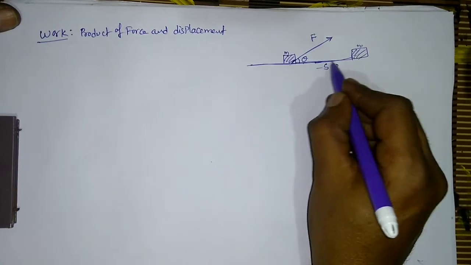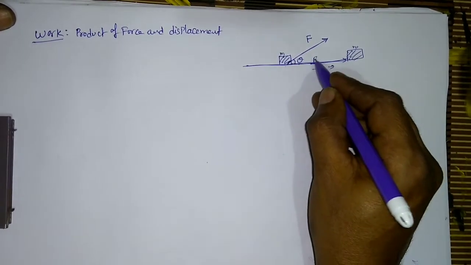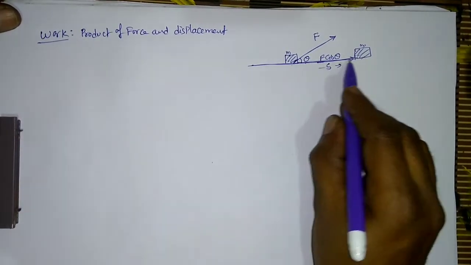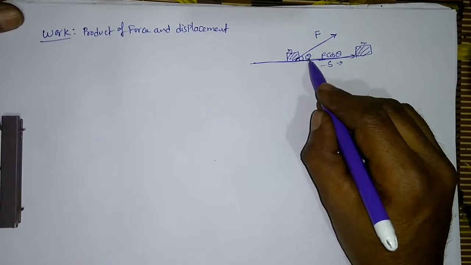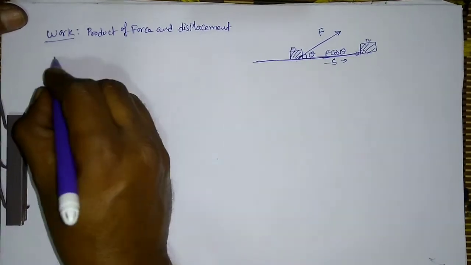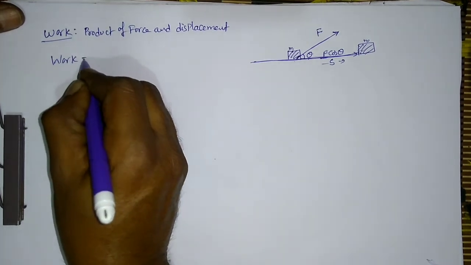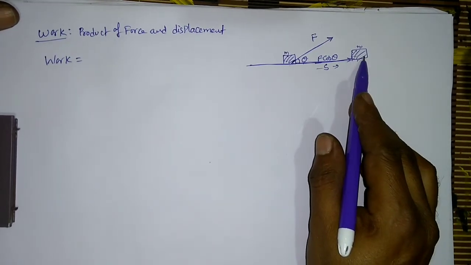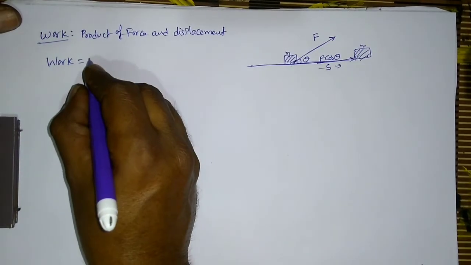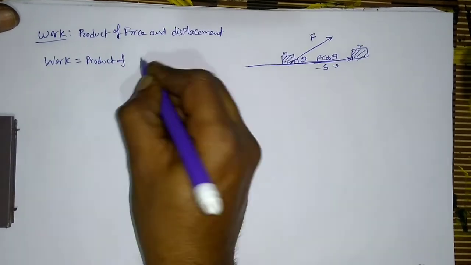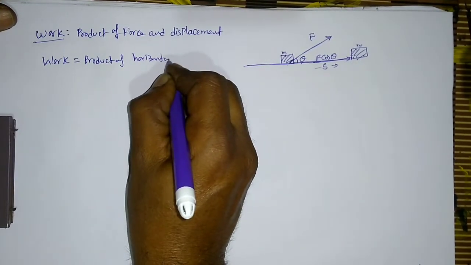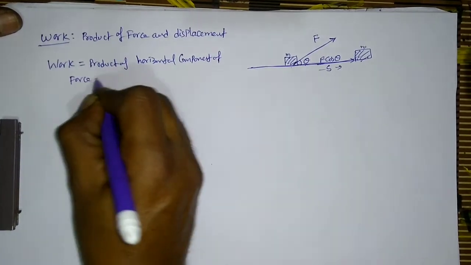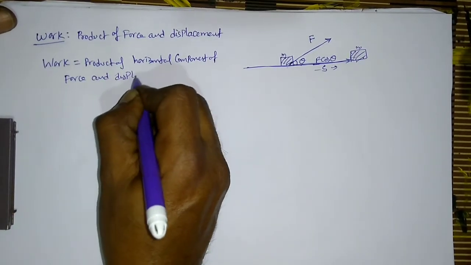This F can be resolved into two components. As you know, this is the horizontal component, that is F cos theta. Now the object will move in a straight line only, while the force is applied at some angle. Then we can say the work done is the product of the displacement and the horizontal component of force.